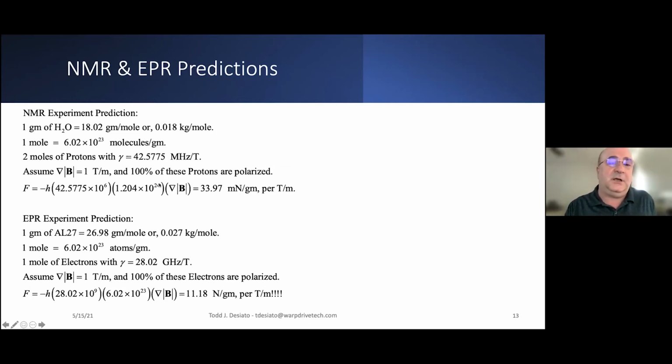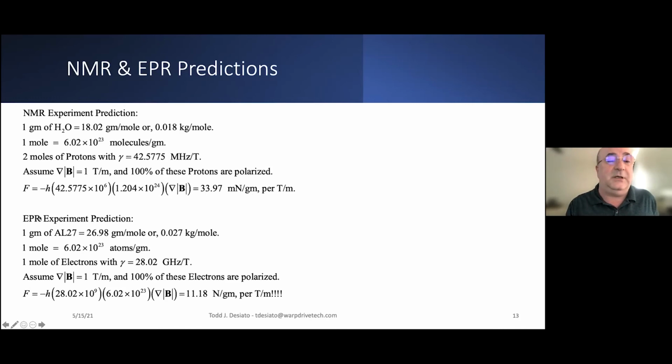So I've run through the preliminary calculation for nuclear magnetic resonance on a gram of water. It's 18 grams per mole. One mole of water is 6.02 times 10 to the 23 molecules, that's Avogadro's number, and that would contain 2 moles of protons, which resonate at 42.5775 megahertz per Tesla. If we assume a gradient magnetic field magnitude of 1 Tesla per meter, or 1 millitesla per millimeter, which is not a very large gradient, and if we assume 100% of these protons are polarized and participating in the experiment, then the force we'll get is on the order of 34 millinewtons per gram per Tesla per meter. So 34 millinewtons is pretty small, but it's measurable, and I think I can measure that.